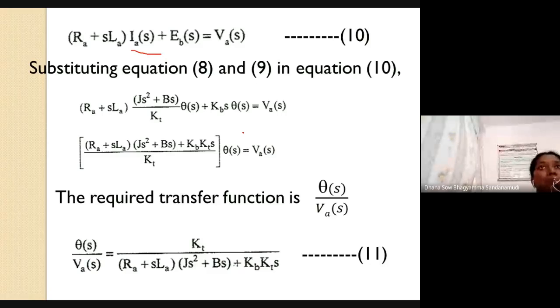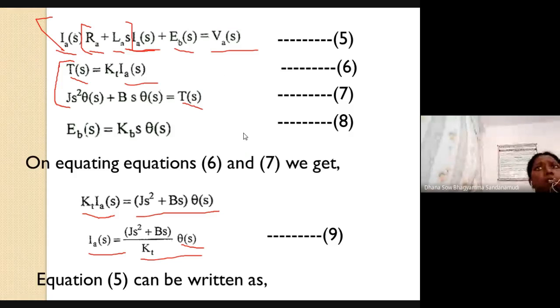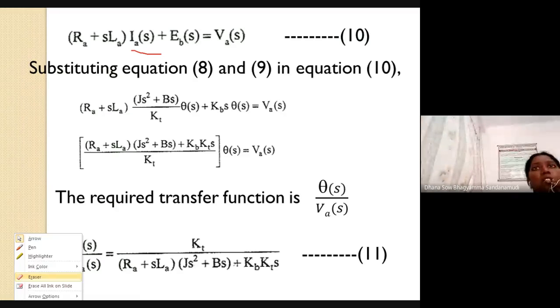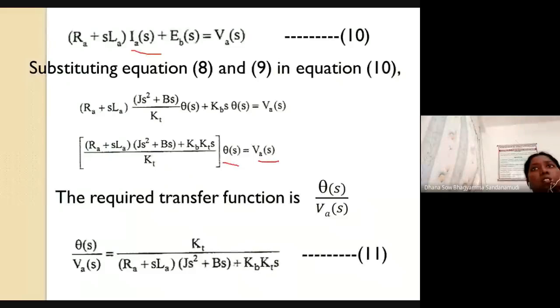So what are my equations 8 and 9? Ia of s is there, so Eb of s and Ia of s are replaced here, and you will get an equation like this. If you take theta of s common, and on the right hand side Va of s is there, you have to determine the transfer function.